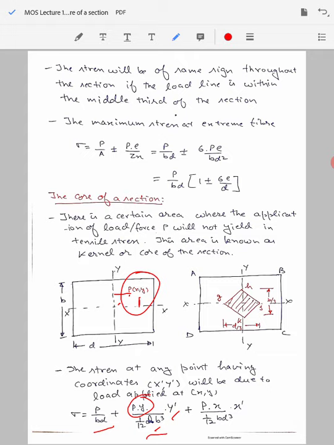Now the second part: because this load is at a distance of x from the y-axis, it will produce bending stress about the y-axis also. The bending moment will be P into x. The value of the moment of inertia about the y-axis will be 1 by 12 b d cube, and the distance of the point where we want to calculate the stress is x dash from this axis, so we will put x dash here. So you see there is one component of compressive stress and two components of bending stress which we need to add together in order to obtain the stress at the point x dash, y dash.